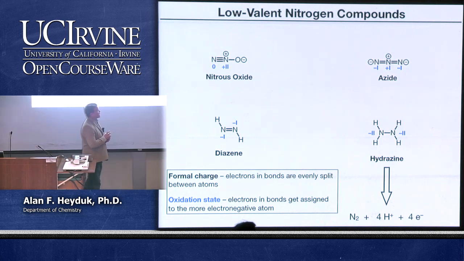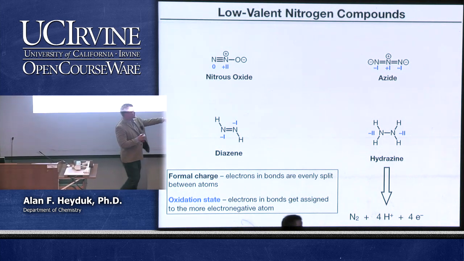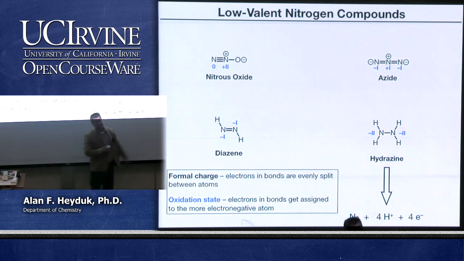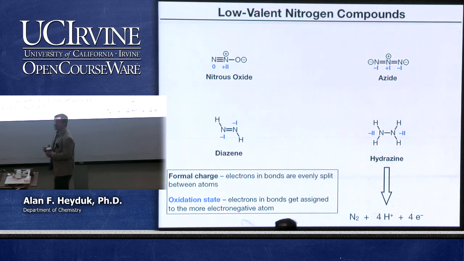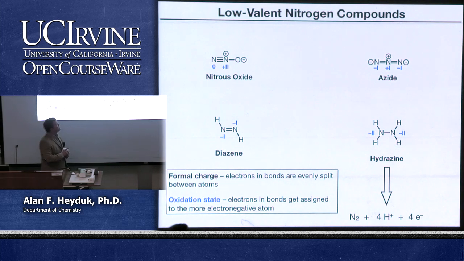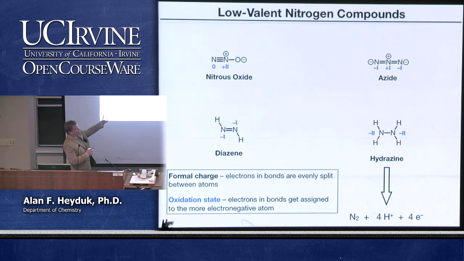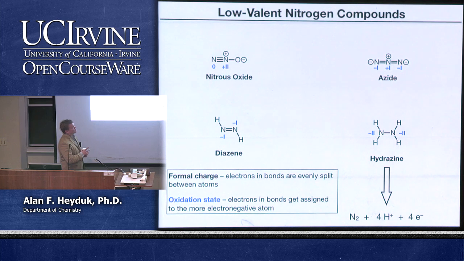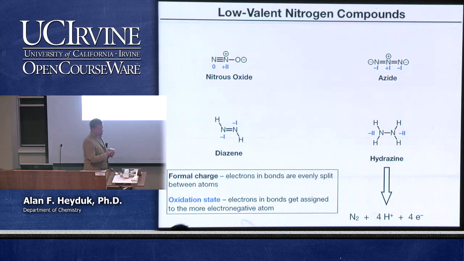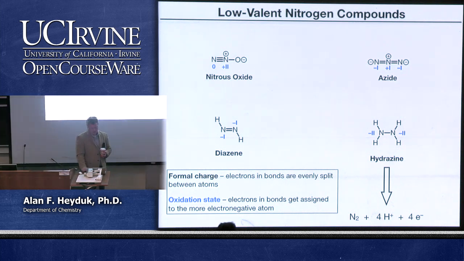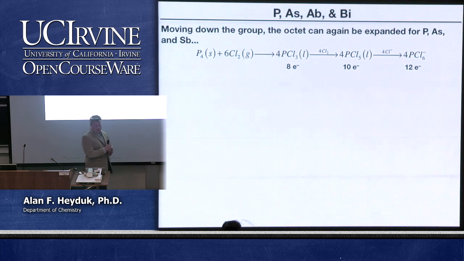It pretty readily will give up all 4 of its protons and 4 electrons, and what do you know, it spits out N2, which of course is a pretty stable molecule. So really, hydrazine is a 4 electron, 4 proton reducing agent. Diazine can also act as a reducing agent, but it's not nearly as potent because the nitrogens are in a lower formal oxidation state. Well, technically a higher formal oxidation state, but we're talking absolute values here.